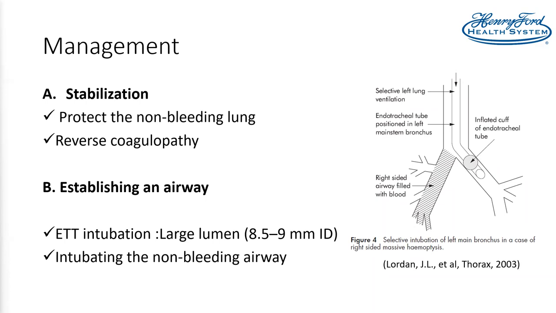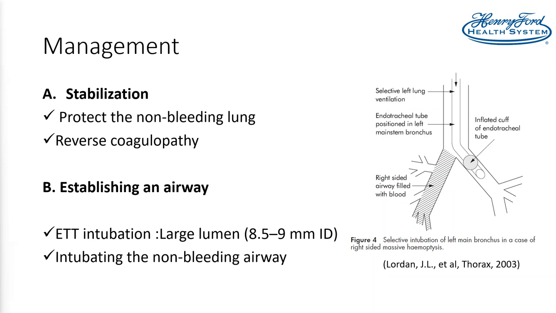So one is stabilization. And stabilization mainly involves protecting the non-bleeding lung, which means turn the patient to the bleeding side so that the blood is isolated to the bleeding lung due to gravity and the non-bleeding side remains intact and fully aerated. Reverse coagulopathy, of course, this is basic, and establishing an airway. Something very important to keep in mind is we need an ET tube with a large lumen, anything between 8.5 and 9, not less than that, because otherwise you won't be able to do interventions if you need to.